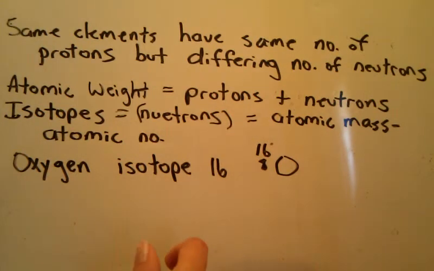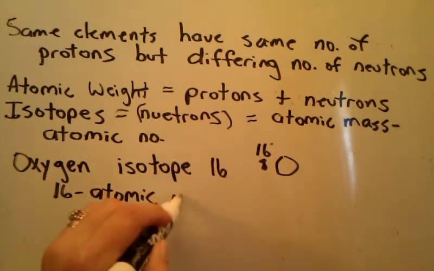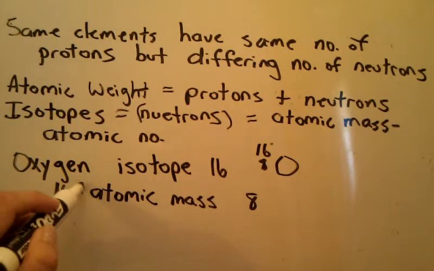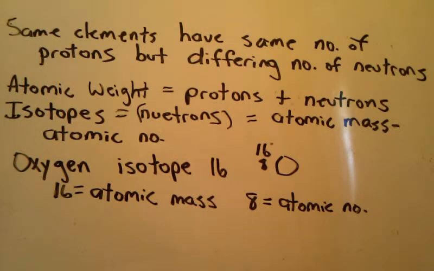Sixteen is the atomic mass. 8 is the atomic number, or the number of protons. Okay, so we subtract 16 minus 8 and we get 8. So the isotope is going to be 8.